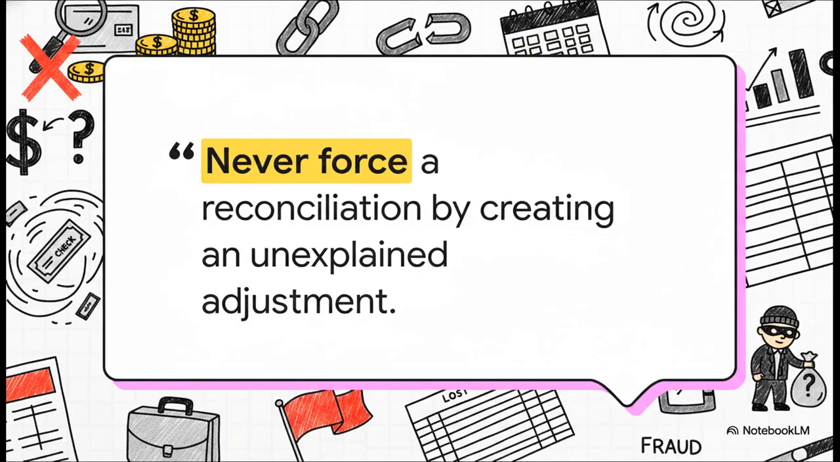Before we move on, I really need to emphasize a major warning here. Never, ever force a reconciliation. If you've got a $50 difference, do not just plug it into a random expense account to make the math work. Every single item must have a specific name and a valid explanation. Plus, any outstanding items, like uncashed checks, that are lingering for over 60 to 90 days, those need to be escalated. Stale items aren't just messy bookkeeping. They could indicate unrecorded transactions, lost checks, or, in worst-case scenarios, active fraud.